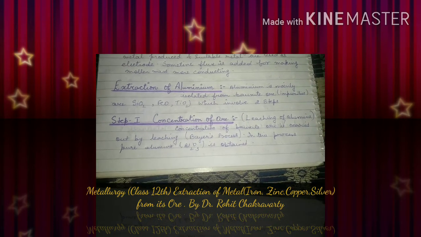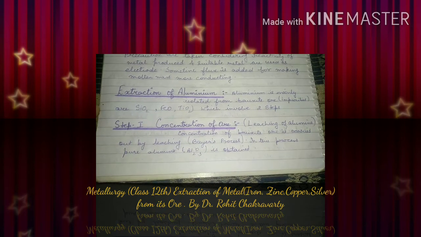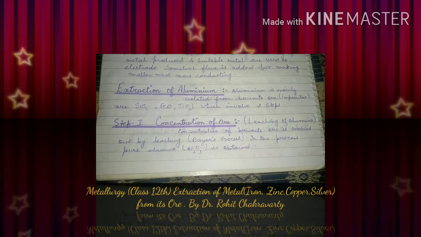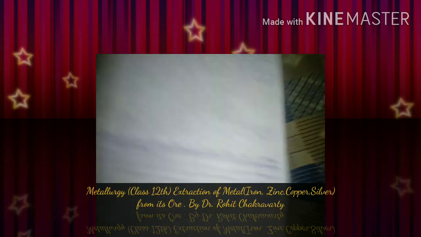Step 1 is the concentration of the ore. Leaching of alumina: concentration of bauxite ore is carried out by leaching, and the process is known as Bayer's process. In this process, pure alumina, that is aluminum oxide, is obtained.